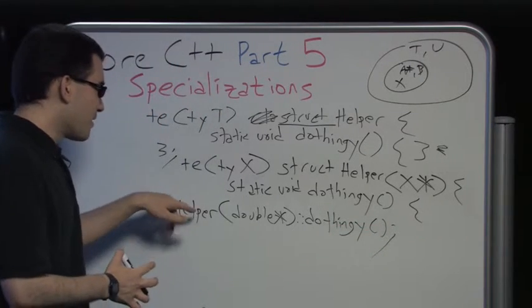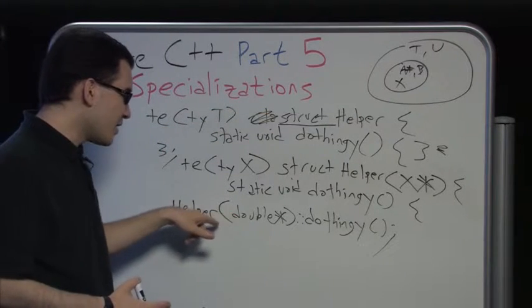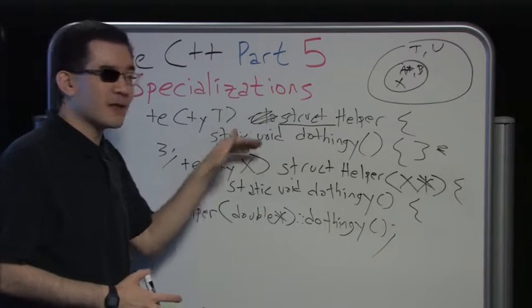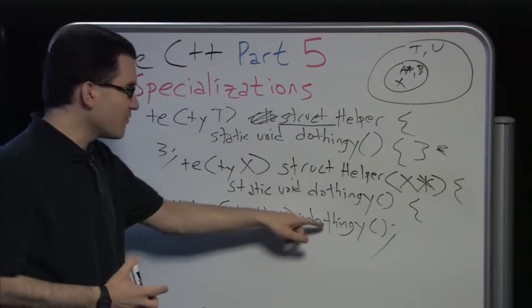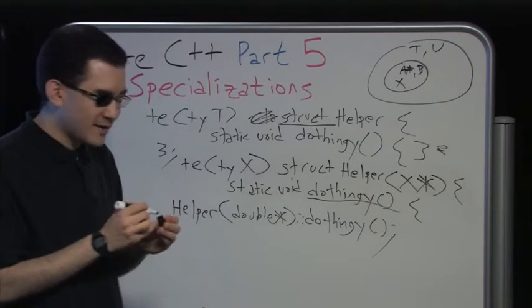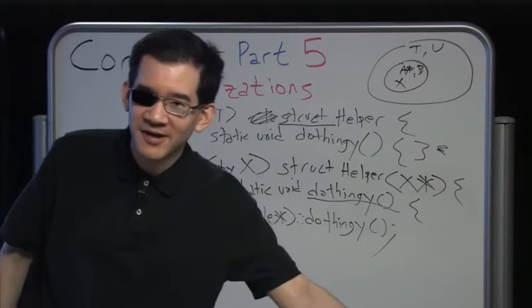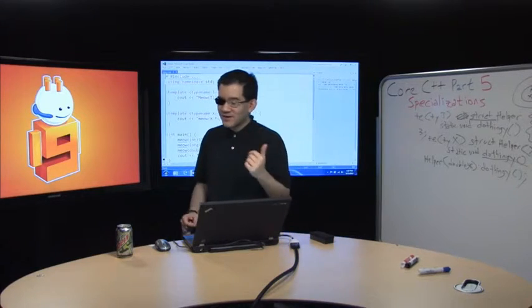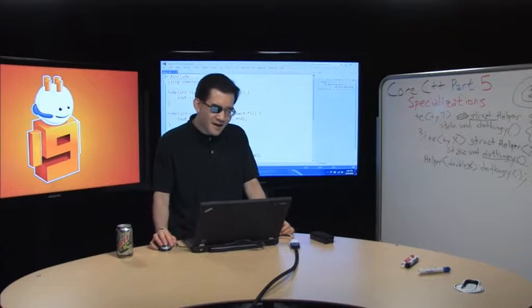It says, okay, I've got a primary template helper, and hey, I'd like the helper for double star. The compiler will say, oh, I see a partial specialization that's even better. I'm going to give you that one. And then go invoke doThingy on that. So you will get this one, and that almost always has the desired effect. I have not encountered a case where even that level of helper is unacceptable for some reason.